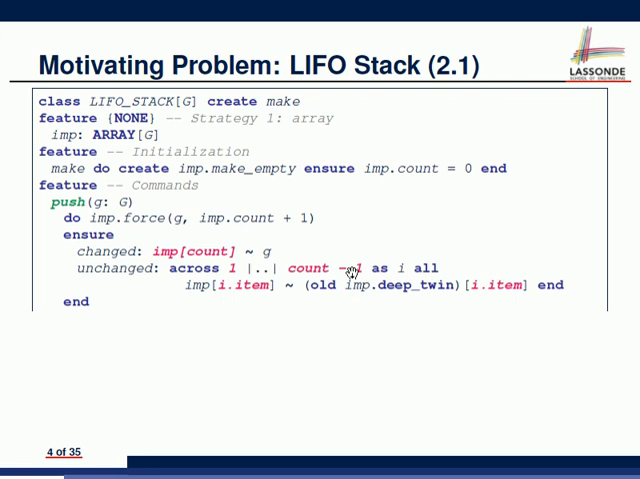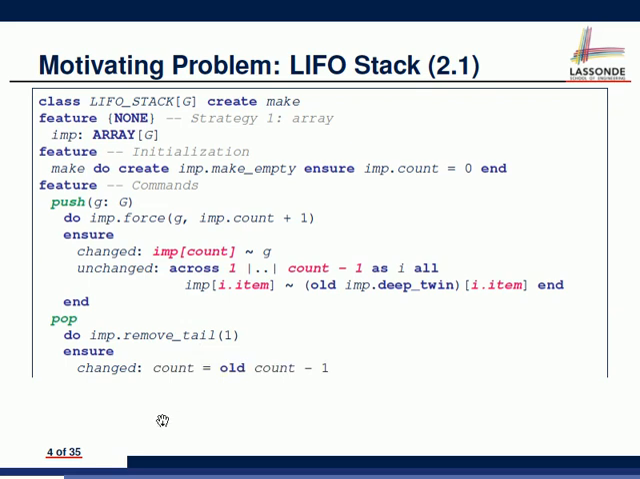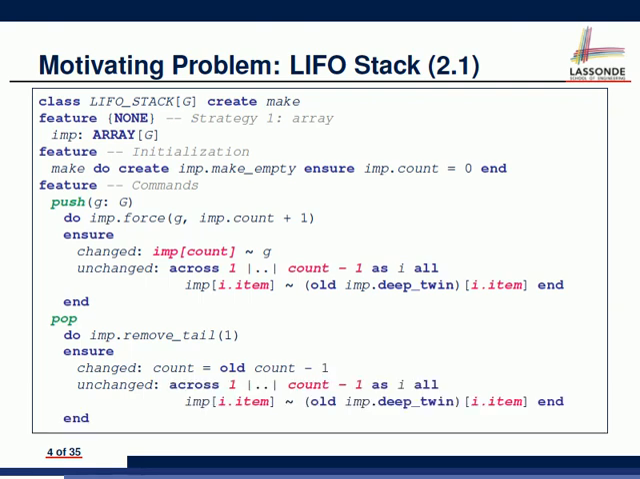Now, what about pop? Similar. For the pop, since we are treating the last element in the array to be the top, if you want to pop, you simply remove the tail, remove the last element, and then you do something similar. What's changed? The count has been changed. You can say count is equal to old count minus 1, and also you can say unchanged. In this case, I'm going to say the rest of the stack simply doesn't change.